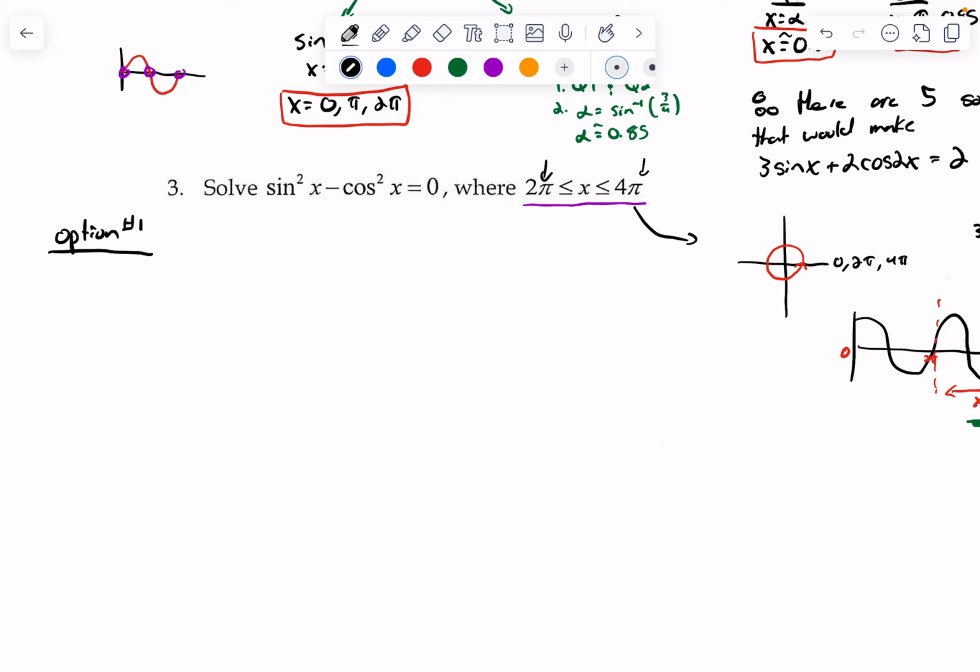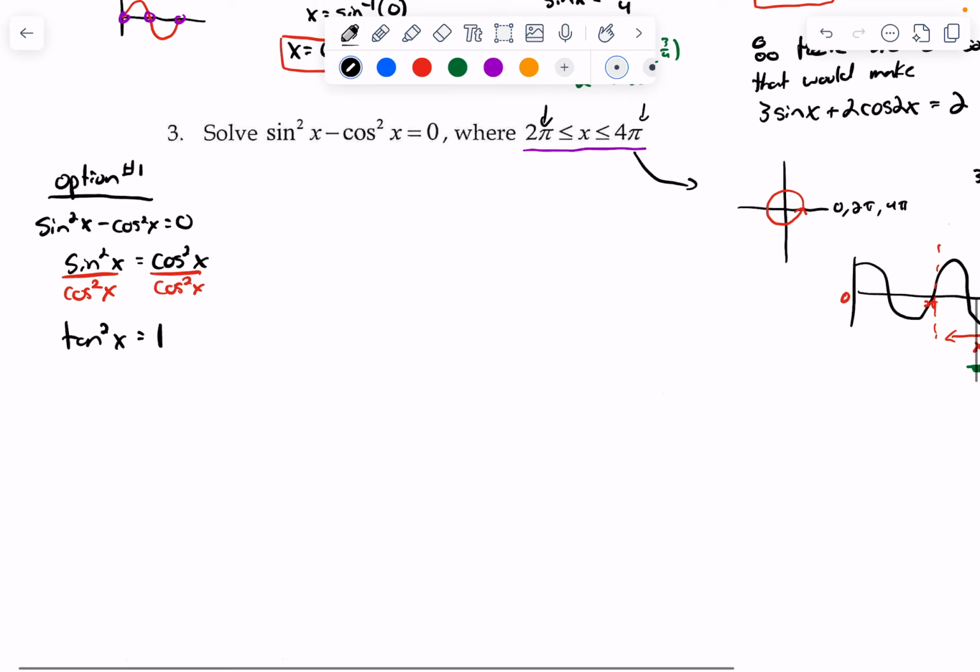I see this as me saying sine squared x minus cos squared x equaling 0. Well, if I bring the cos squared x over to the other side, so if I make that positive cos squared x, and then if I divide both sides by cos squared x, right? Well, now I have one trig function. I've rewritten the original problem as solving for x when tan squared x is equal to 1, right?